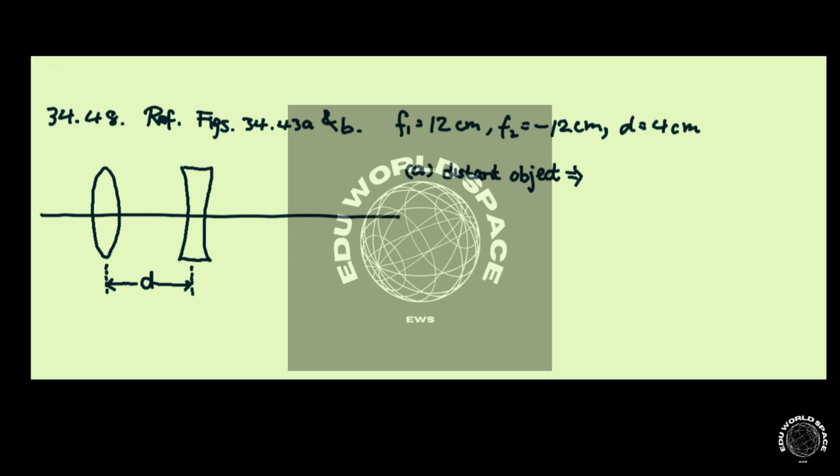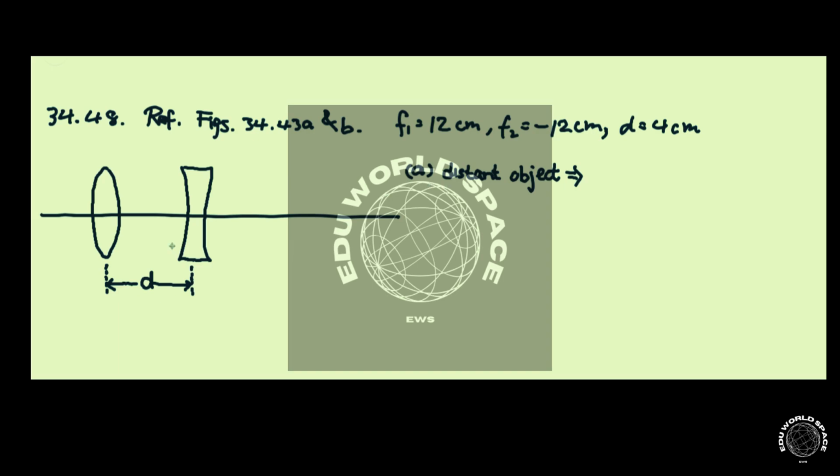In problem 48, we're told to refer to figures 34.43a and b for the case of a zoom lens. We're given the focal length of the converging lens is 12 centimeters and the focal length of the diverging lens is negative 12 centimeters, and they're separated by a distance d of 4 centimeters.